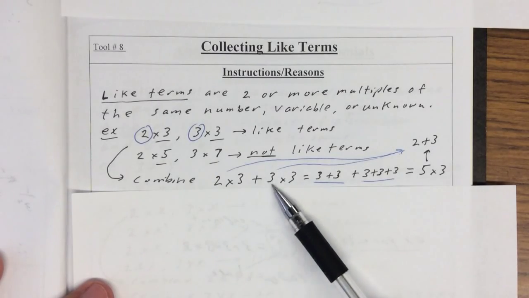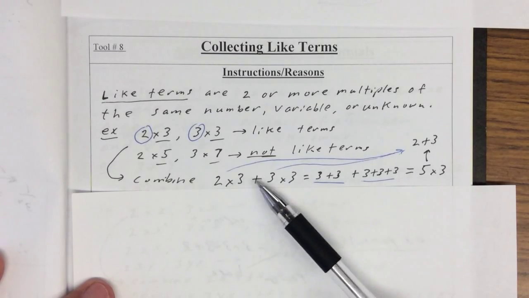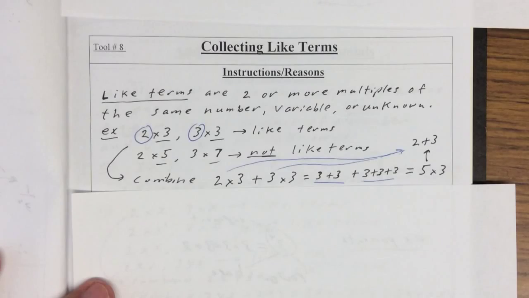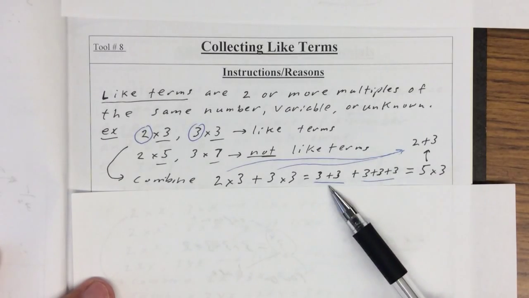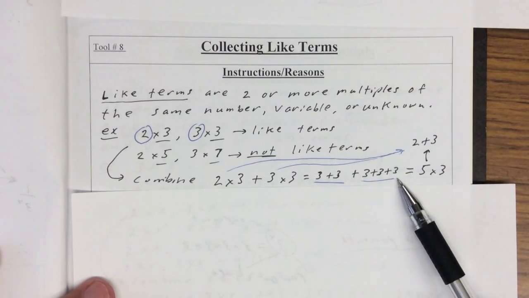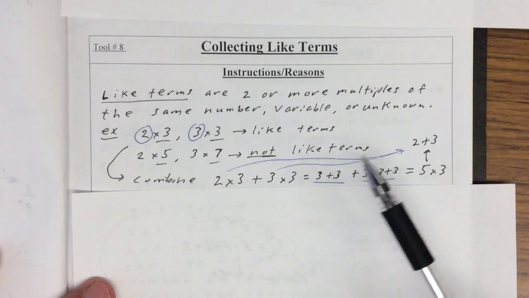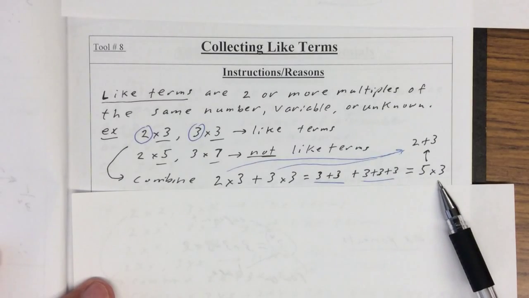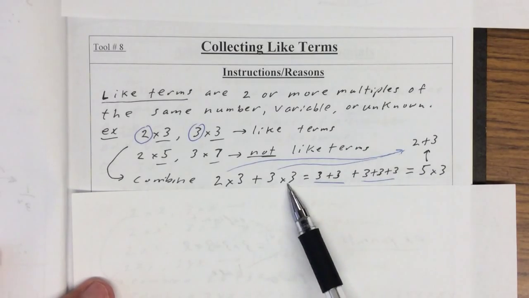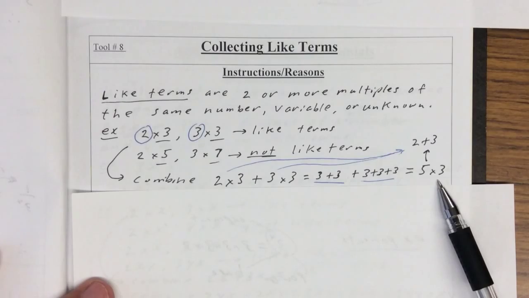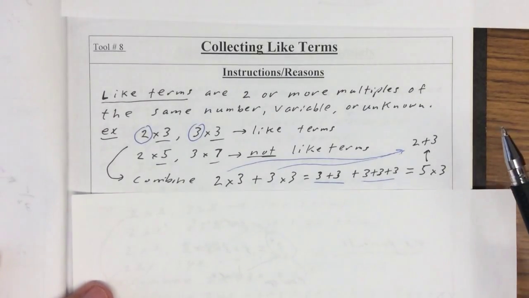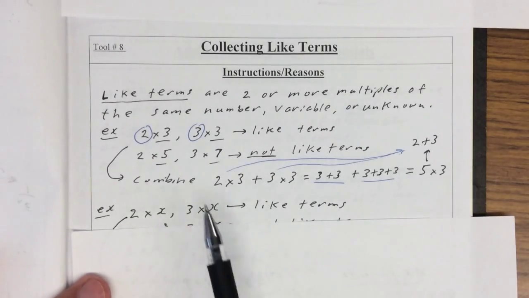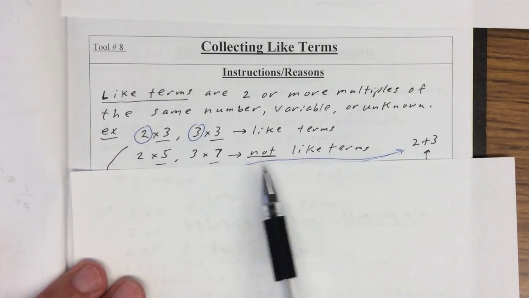2 times 3 plus 3 times 3, well, 2 times 3 is 3 plus 3. 3 times 3 is 3 added to 3 added to 3. So now you have 5 3's added together. So you have 2 groups of 3 plus 3 groups of 3 gives you 5 groups of 3. So you can add like terms and subtract. Okay? You can't combine non-like terms in the same way.